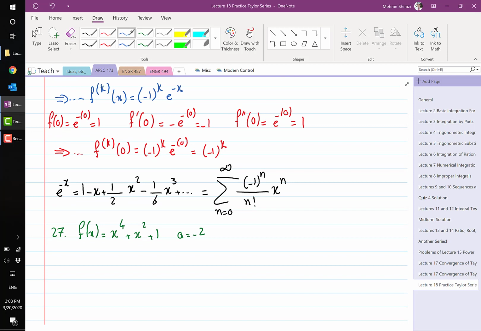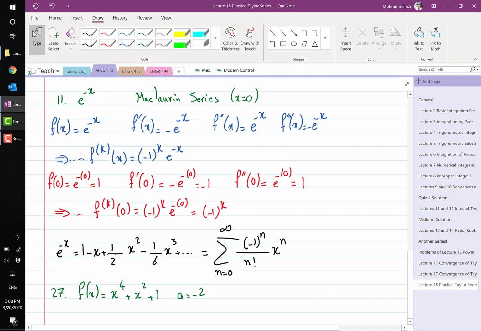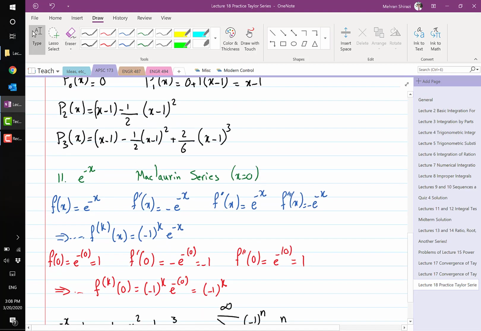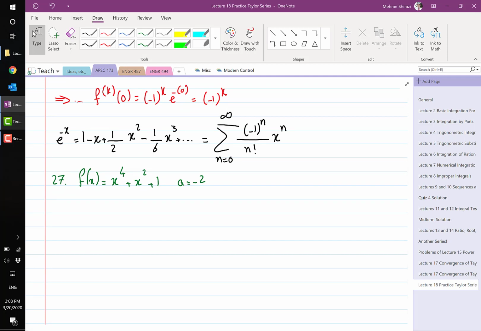So now we are looking for the Taylor series. We need infinite terms, but spoiler alert, we don't have infinite terms. We will have limited terms because the function is a polynomial itself. It's not like e to the power of negative x or ln of x. It's a polynomial. So the Taylor series will have only limited terms. Let's see why this happens.